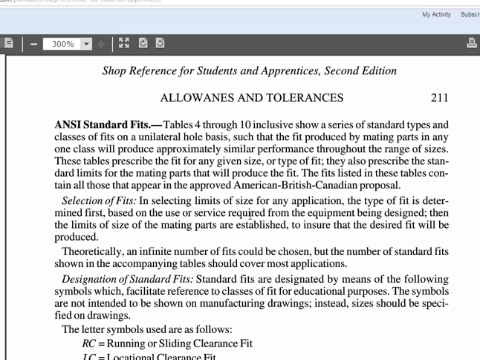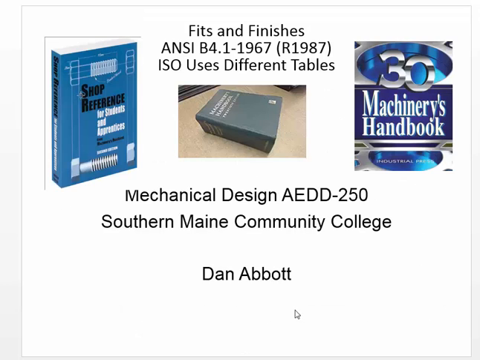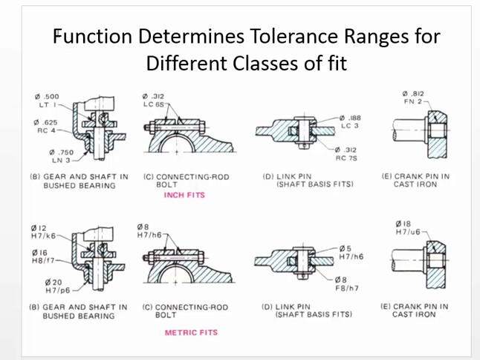and shafts. And we're talking here really about how a hole and a shaft have to be sized so that you either have a clearance, a transitional, or an interference fit. So function is what determines the tolerance range for different classes.